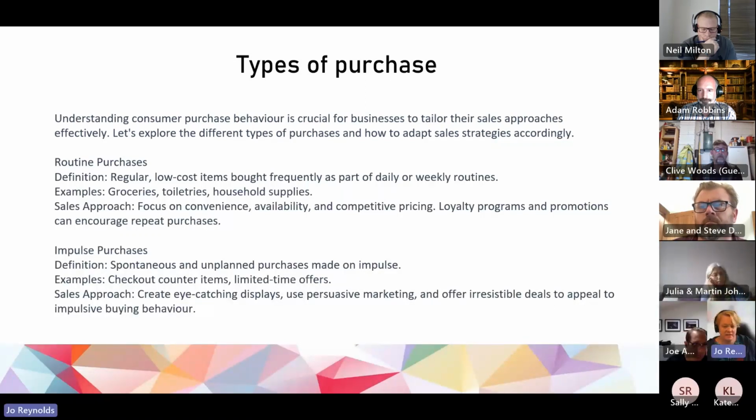Impulse purchases are a different kettle of fish, and you have to sell them in a different way, and you have a different conversation. And if you imagine the last thing that you bought on impulse, what was that? Does anyone want to share what their last impulse purchase was?